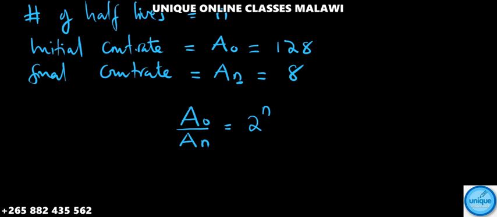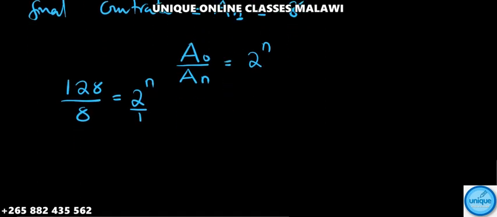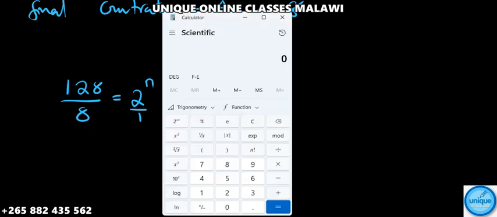So A naught is 128, so we put here 128 divided by the final count rate, which is 8, and the answer is 2 raised to the power n. You see? So we can simplify this one. We can apply laws of indices. According to my calculator here, 128 divided by 8, the answer is 16.